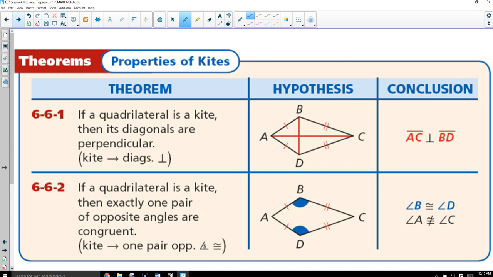Special properties that we know about a kite. We know that the diagonals of a kite are perpendicular to each other, so they make a right angle. We also know that it bisects one of the diagonals. The other diagonal we can visually see is not bisected. We also see that it has exactly 1 pair of opposite angles congruent. So this angle B is congruent to angle D. But you notice that angle A and angle C are not congruent.